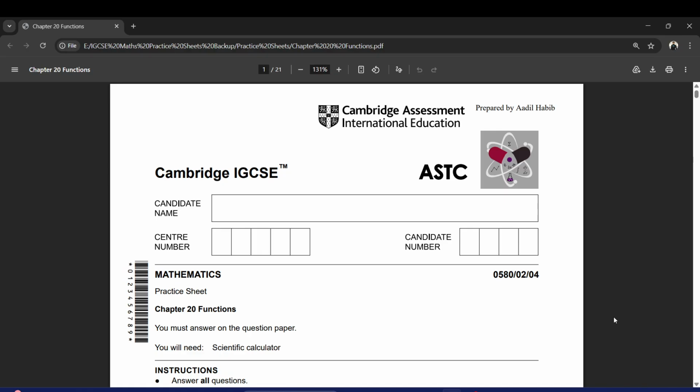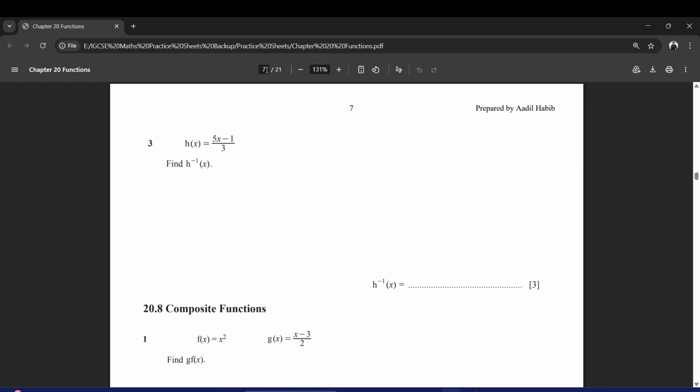Welcome to ASTC. In this video, we will be looking at some past paper questions related to composite functions. In the previous video, we started the lecture on composite functions. We studied what we mean by a composite function, that is a function inside another function, right? You substitute one function inside another function, and then sometimes you are required to solve equations related to composite functions. So today we will be looking at some of these questions. Let us get started.